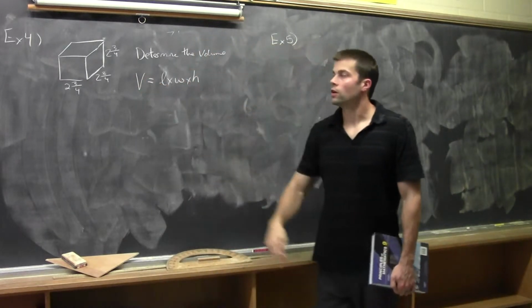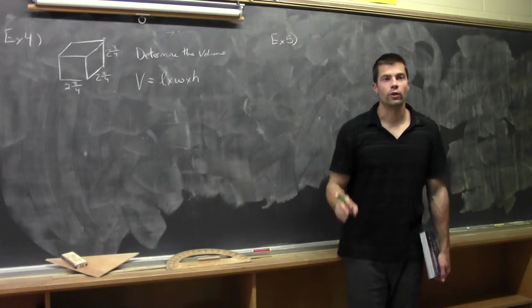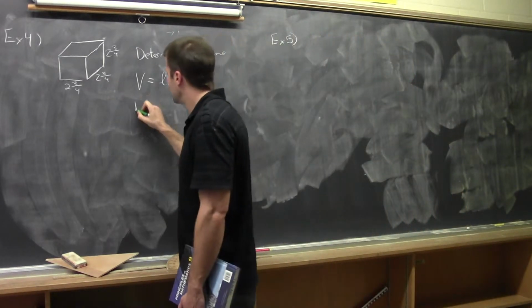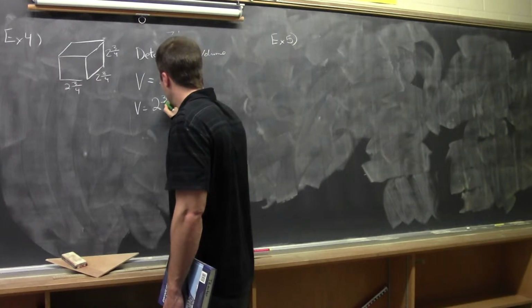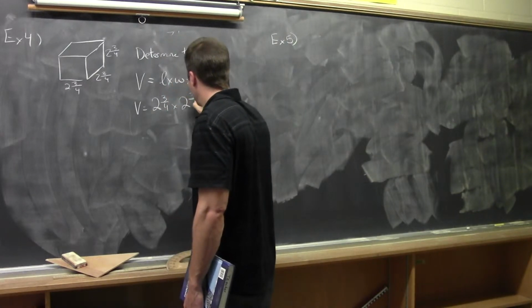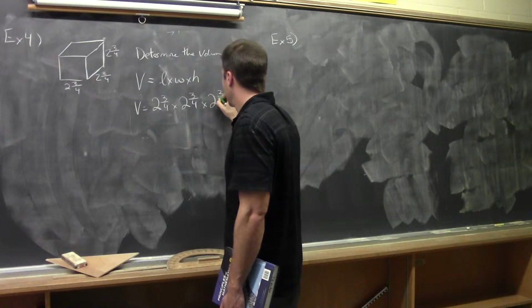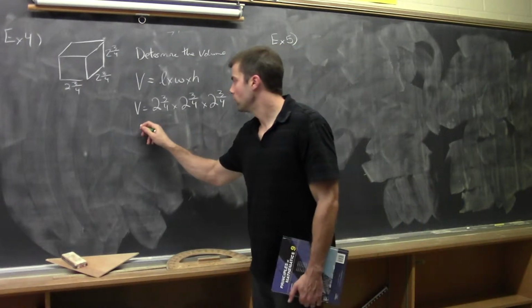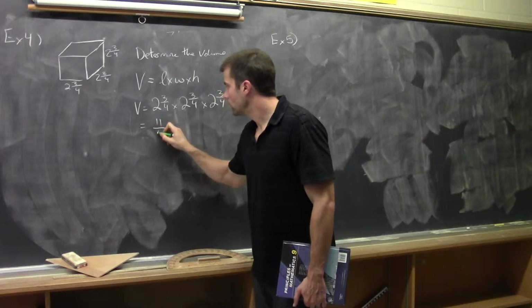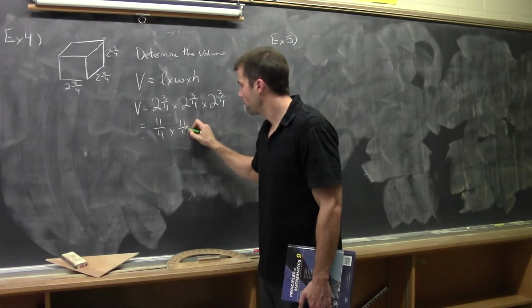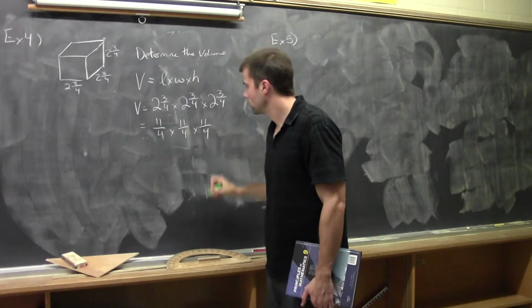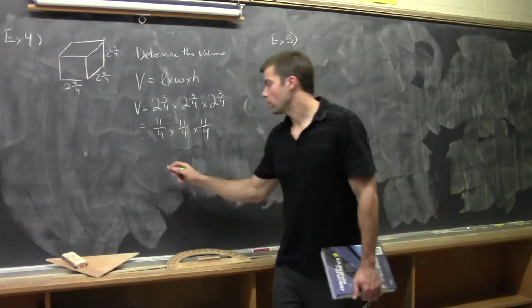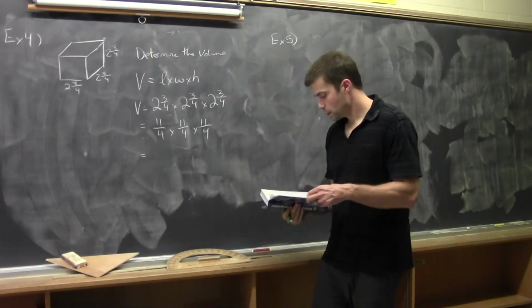So in this particular equation, because it's a cube, we know that the length, the width, and the height are all the same. And it's given as 2 3/4. So we know that our volume is this equation. Again, converting to regular fractions, we have 11 over 4. And then we multiply all 3 across the numerator and all 3 across the denominator.